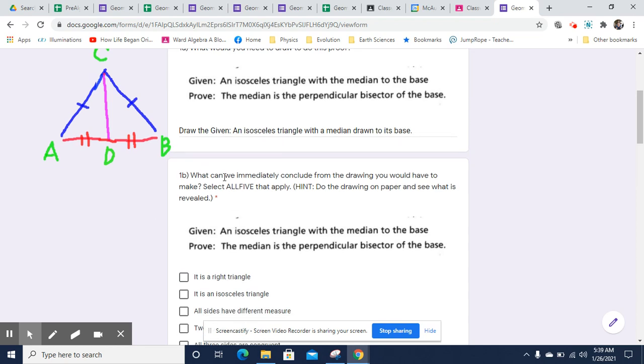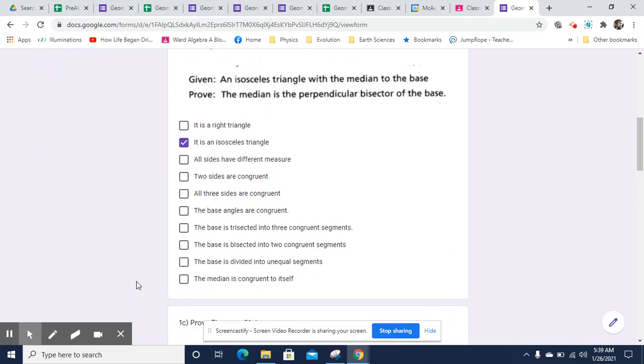Okay. 1B, what can we immediately conclude from the drawing that you have to make? Select all 5 that apply. Wow, all 5 is one word. Hint, do the drawing on paper and see what is revealed. So I've done the drawing on the computer screen, and there are things that are revealed. Well, it's a right triangle. Well, no, it is an isosceles triangle. We don't know if it's a right triangle. It could be, but we don't know.